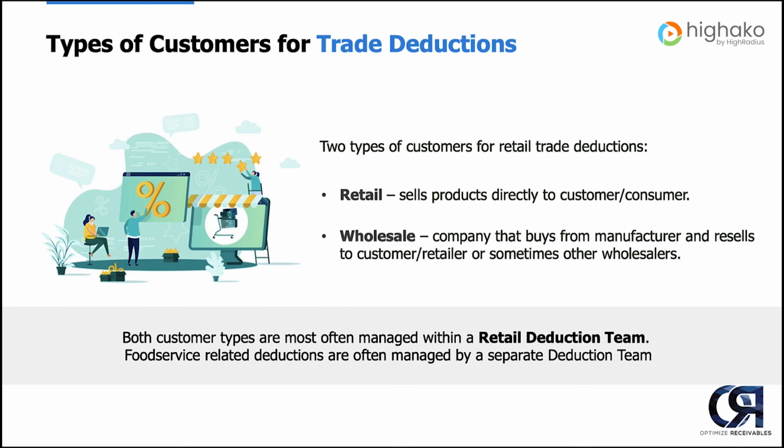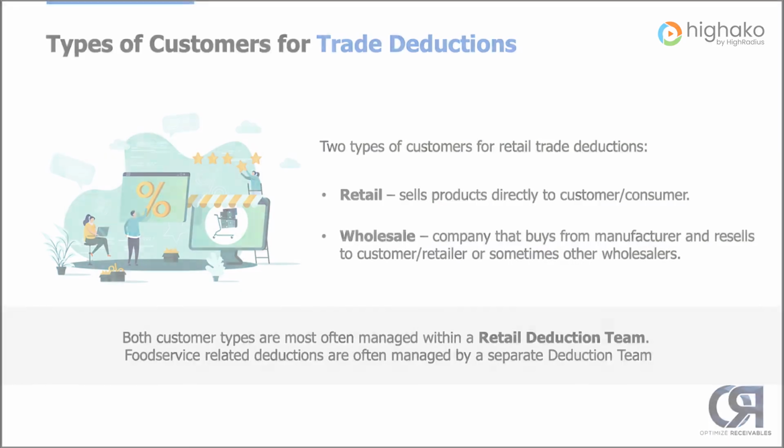In this scenario, the reason why some might buy through a wholesaler instead of direct from a manufacturer is the fact that the quantity that they need may not be conducive to the price that the manufacturer is willing to offer. So they usually can get a better price because of the quantity that they're ordering from a wholesaler. Both customer types are often managed within a retail deduction team. You'll also find in organizations that they may have a food service related deduction team, and this is usually a team set apart, very dedicated to this channel.